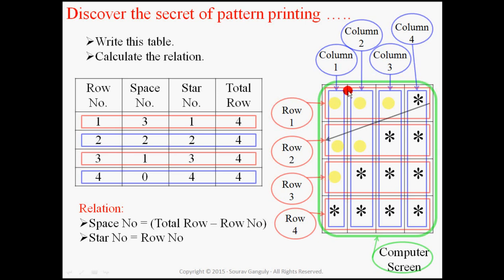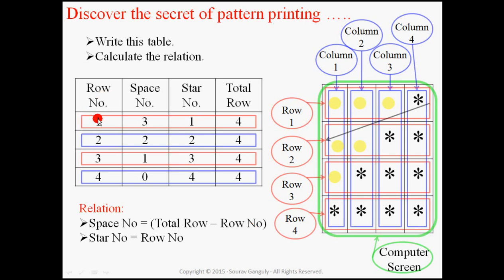This problem has 4 things. That means the first thing is the row, the second thing is the space, the third one is star, and the fourth one is the total number of rows. That means how many times we execute this loop. Now derive the relation. Space number is total row number minus row number. This is row 1.